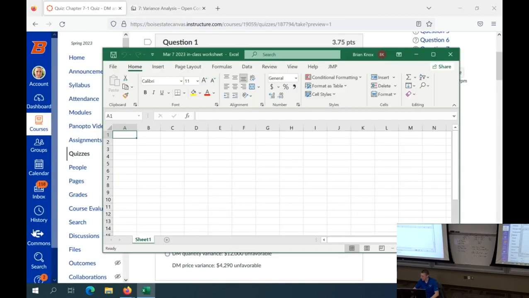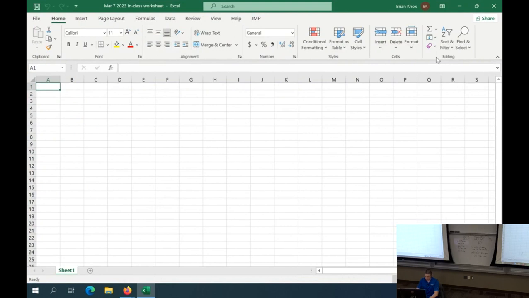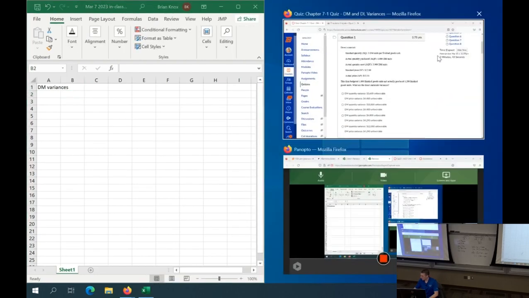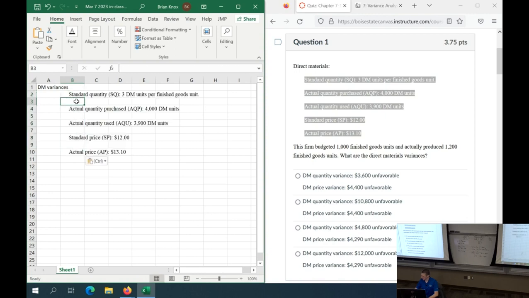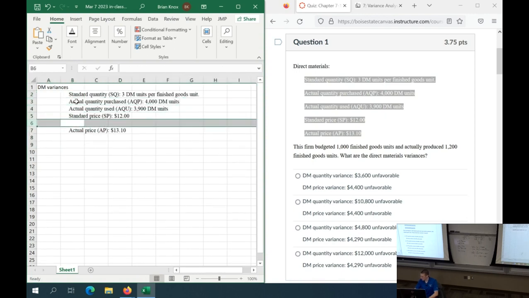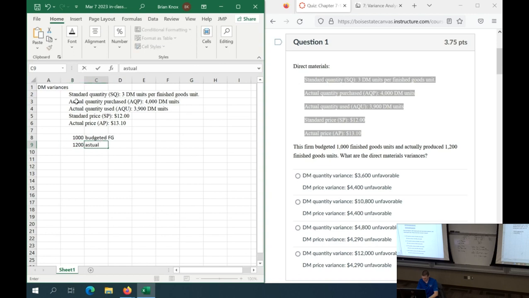So let's go into the Excel spreadsheet. Let's have something to show for our work here today. This is our DM variances question. Let's grab all the data here. In fact, let's see if we can cheat the system, and it works well enough. And then we also have 1,000 as our budgeted finished goods, and 1,200 as our actual finished goods, or volume. I'm going to use that interchangeably. We have 3 as our standard quantity here.